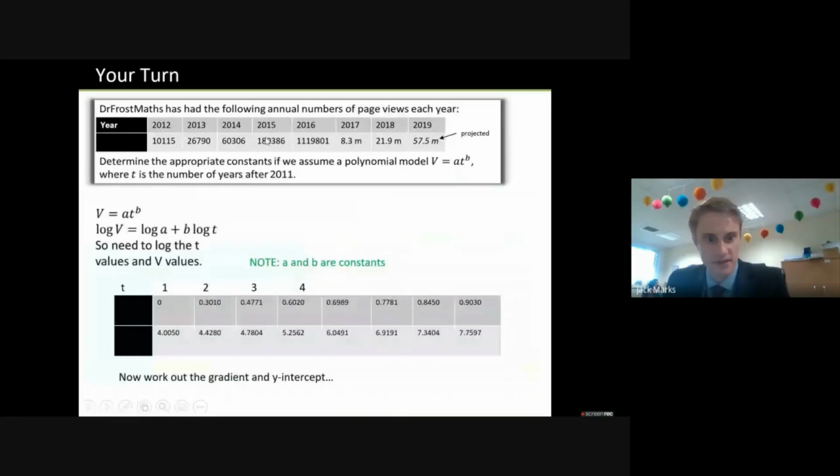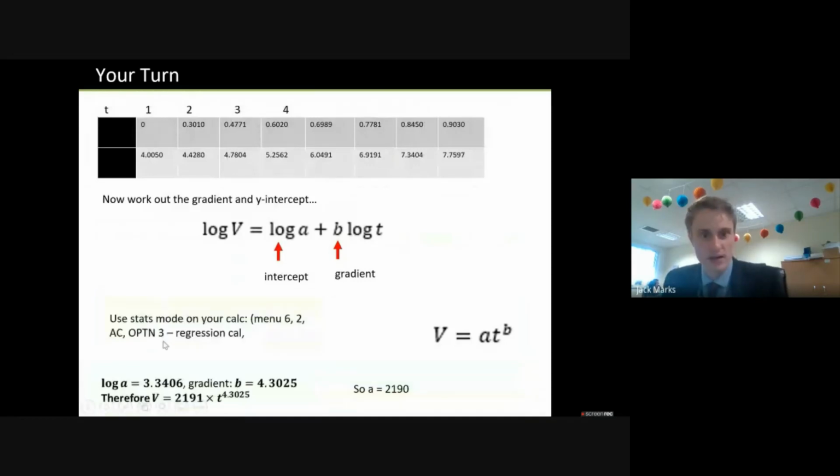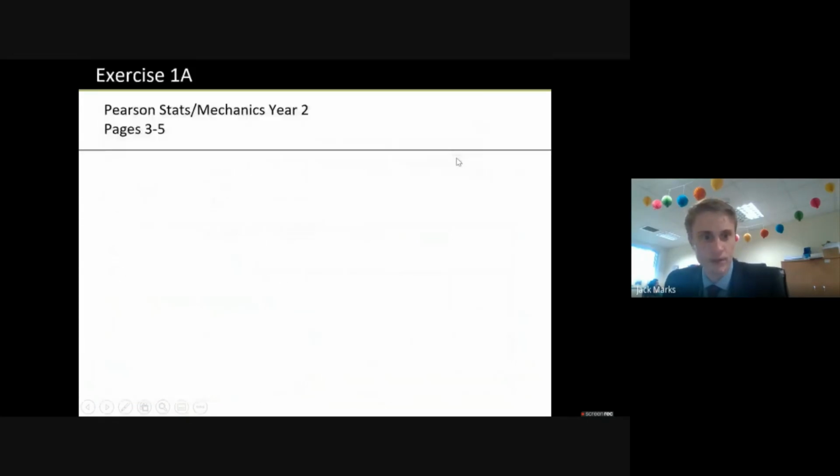So yeah, all of this stuff here, for the drawing aspect, instead of drawing it out yourself and finding the intercept, if you log the values of both, use it on your calculator. It's much easier and much quicker. Okay, and that takes you up to exercise 1A.